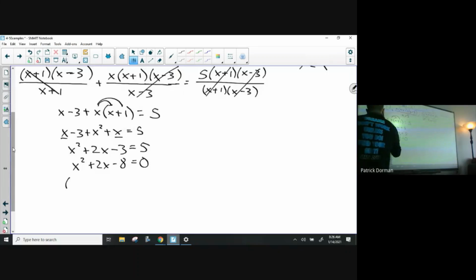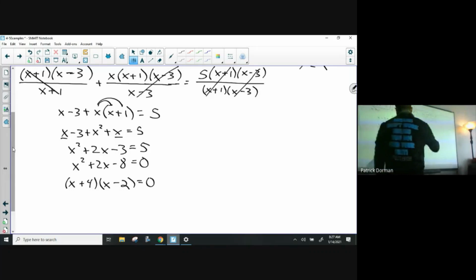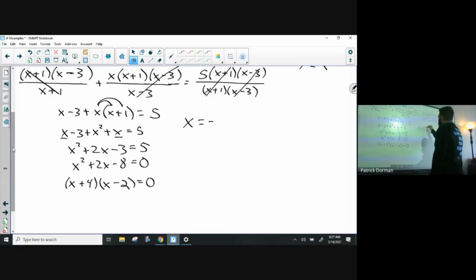It turns out that this is indeed factorable. I just really need to think of two numbers such that when I multiply them, I get -8, and when I add them, I get 2. Those numbers are going to be +4 and -2. You see what I did there? I skipped the x altogether. That means that we have solutions x equals -4 and x equals 2.